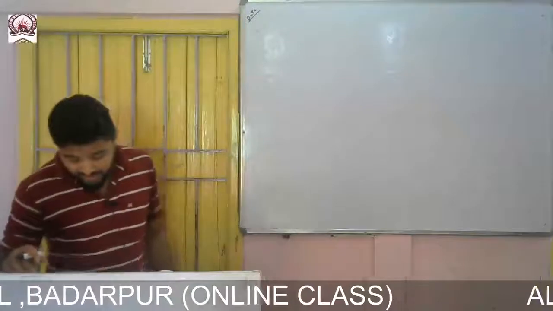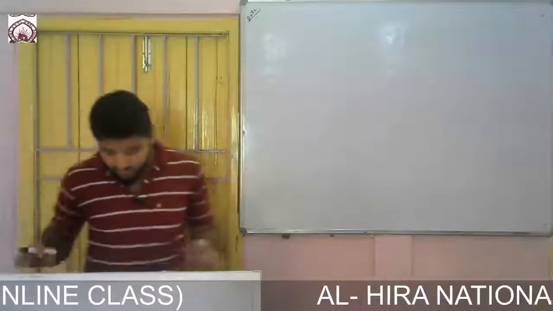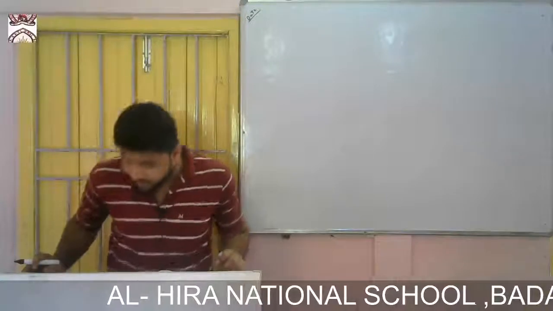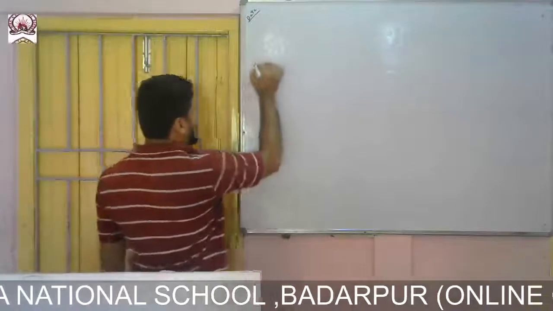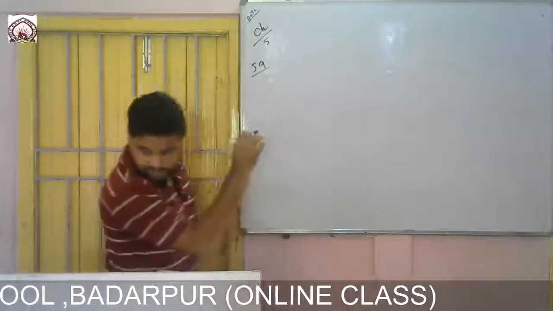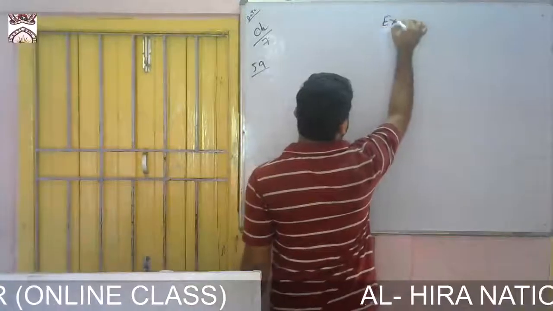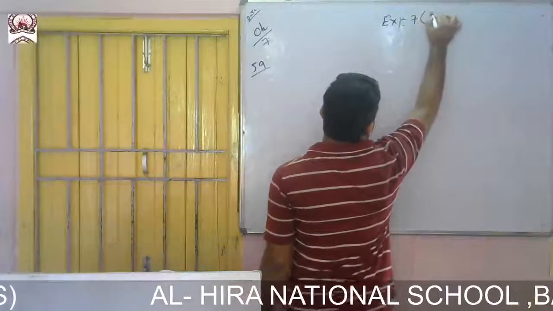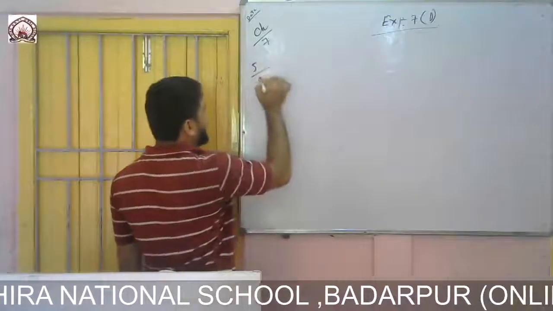So I shall solve question number 1. There are 4 questions. So 2 I shall solve and 2 you can practice. Question number A and the last one I shall solve, and B and C you can solve. Question number 5A, chapter number 7, exercise 7D.